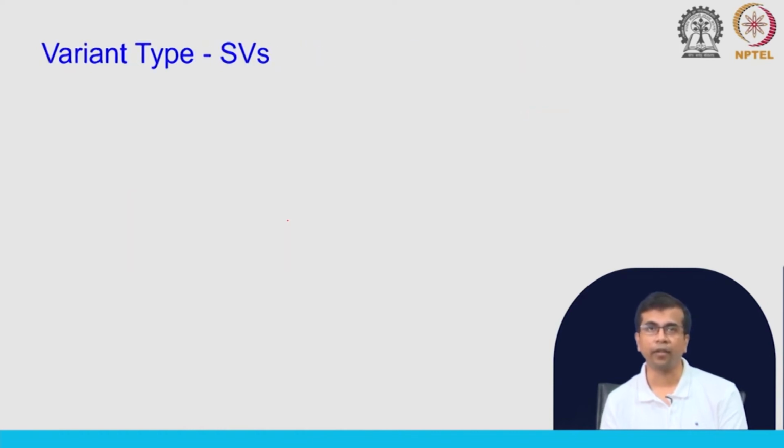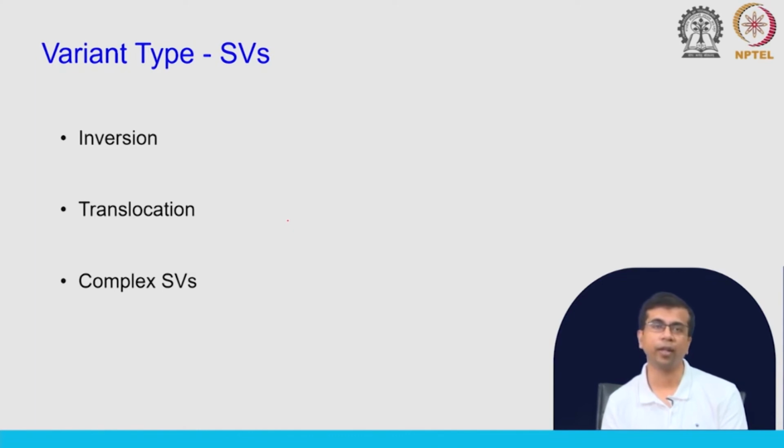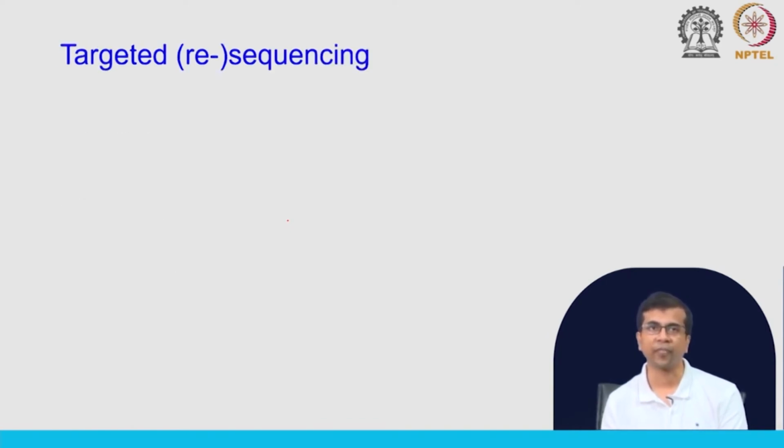Then you have different SVs, which we will talk about later on, not in this class: inversion, translocation and complex SVs. Complex SVs are actually a combination of these copy number variations and other types of SVs. This we will discuss in the next classes.